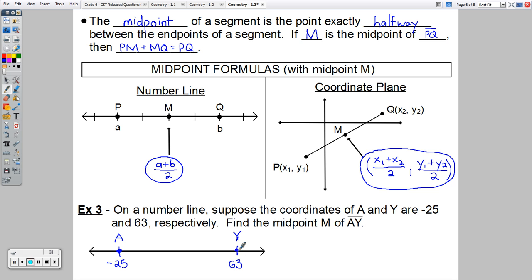So I know, put a little dot there, there's Y. I know the midpoint is going to be halfway in between, and I know that this would be true. I know that this would be congruent to this right there.